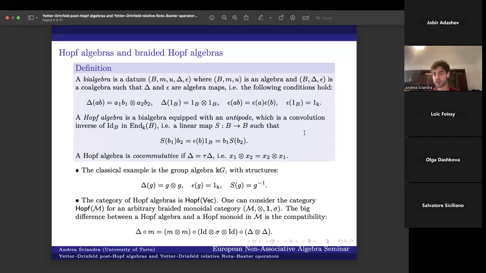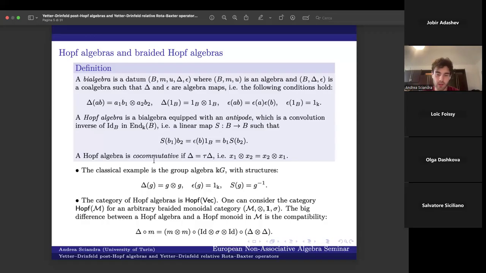Now, the category of Hopf algebras coincides with the category of Hopf monoids in the category of vector spaces, but one can define Hopf monoids also for an arbitrary braided monoidal category, which is a monoidal category with a tensor product and a unit object, and a braiding that satisfies the so-called hexagon relations. And the big difference between a Hopf algebra and a Hopf monoid in an arbitrary braided monoidal category is substantially given by the compatibility between the coproduct and the product, so the fact that delta is multiplicative.